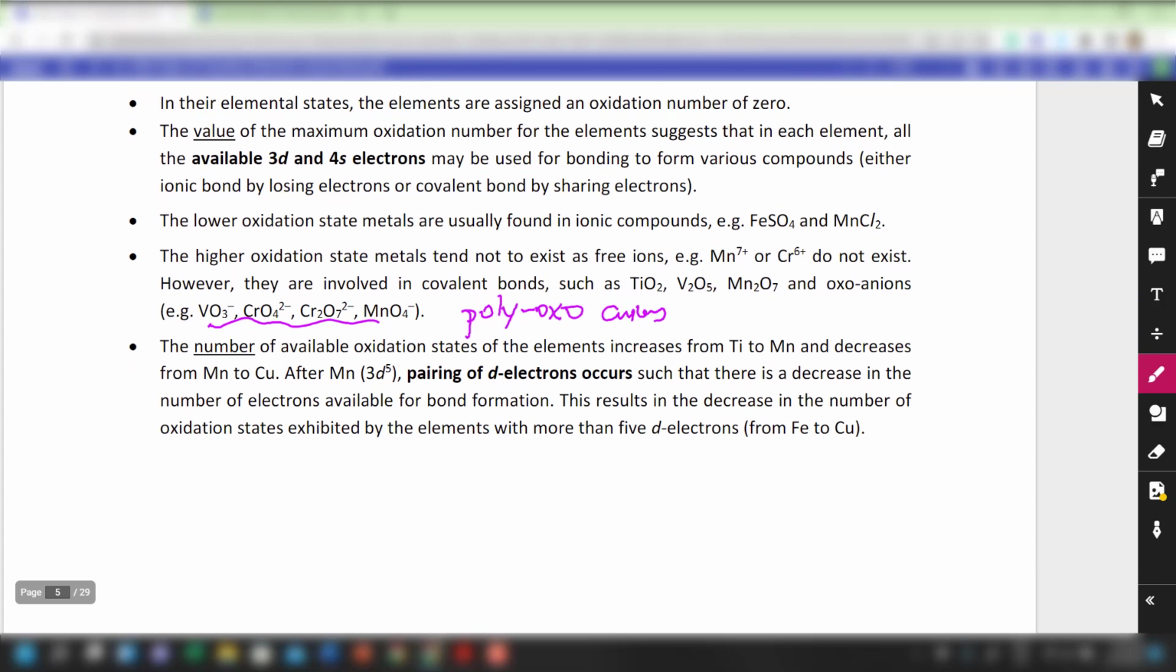Then the number of available oxidation states increases from titanium to manganese. I think we talked about that. It decreases from manganese to copper. After manganese, pairing of d electrons occurs, so there's a decrease in the number of electrons available for bond formation. I think a reason is being given here. That explains why there's a decrease in the number of oxidation states exhibited by elements beyond manganese. This is one of the reasons which you can cite, if you wish to.